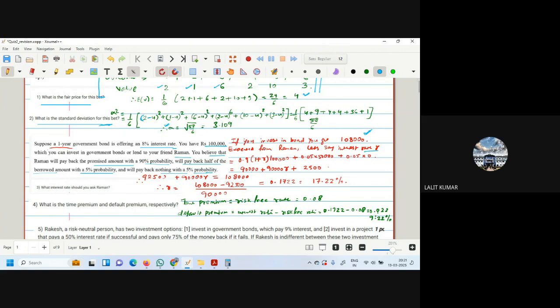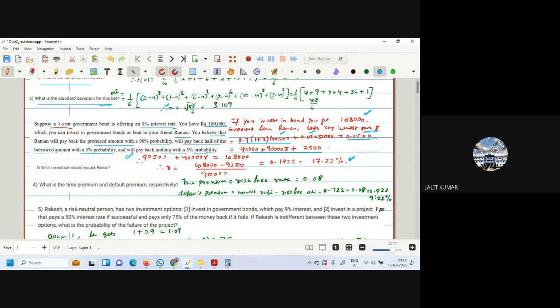Let's say he is charging rate R. The expected return from Raman will be 0.9 probability, that is (1 plus R) into 100,000. Then a 0.05 probability that he will return only 50,000, and a 0.05 probability of returning 0. So this becomes 90,000 plus 90,000 R plus 2,500. We have to equate this with our 1,08,000, and then we get R. This is the rate of interest which we have to charge Raman. If we charge less than that, then we are in loss. That is all.